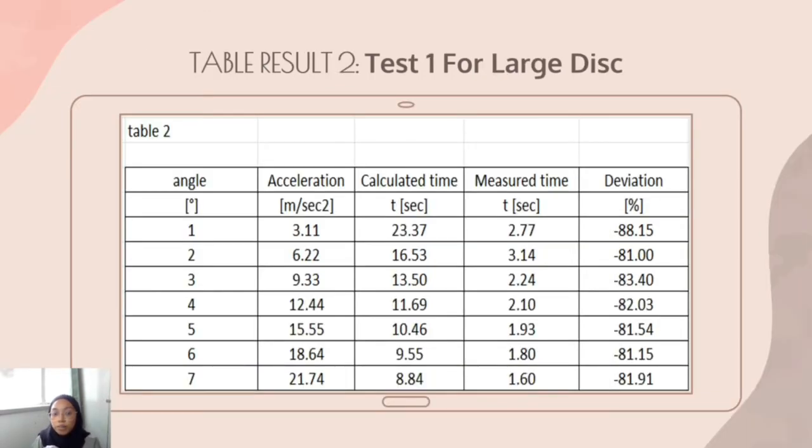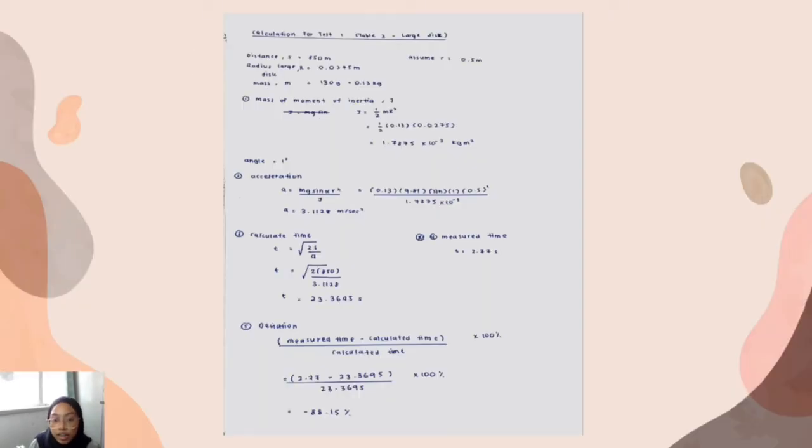For table 2 and table 3, we have to calculate the acceleration, the calculated time, and also the deviation for both large and small discs. This is an example of the calculation we made for the angle of inclination of 1 degree. For acceleration, we first calculate the mass moment of inertia J to put into the acceleration formula. Then we calculate the calculated time and the deviation. We have to repeat this for the 7 angles of inclination.